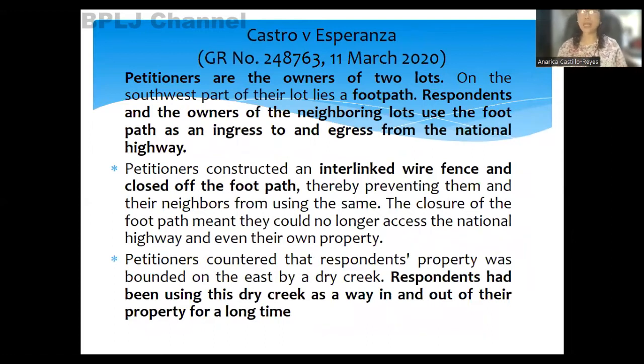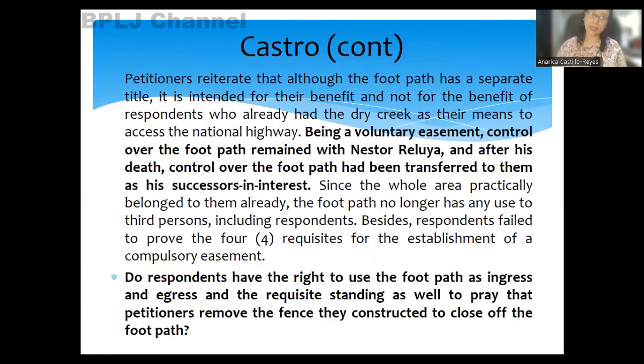Okay, we have the case of Castro versus Esperanza. In this case, petitioners are the owners of two lots. Okay, on the southwest part of their lot lies a footpath. Respondents and the owners of the neighboring lots use the footpath as ingress and egress to the national highway. Now, the petitioners constructed an interlinked wire fence and closed off the footpath. So the respondents used the dry creek as a way in and out of their property for a long time.